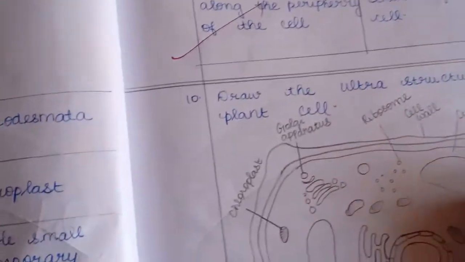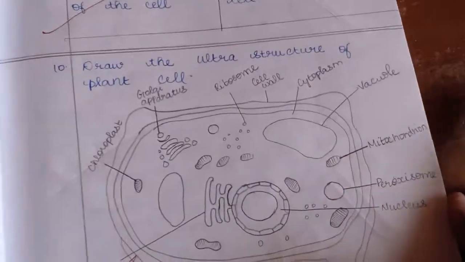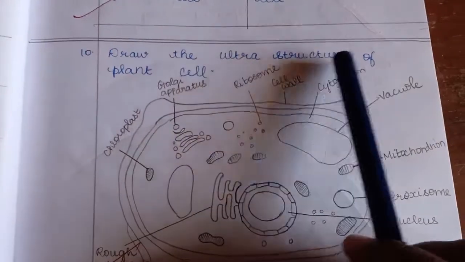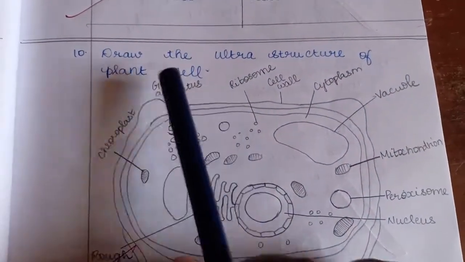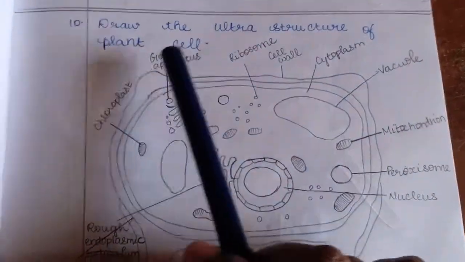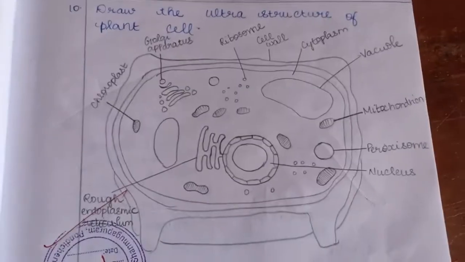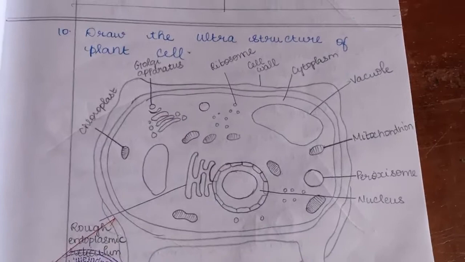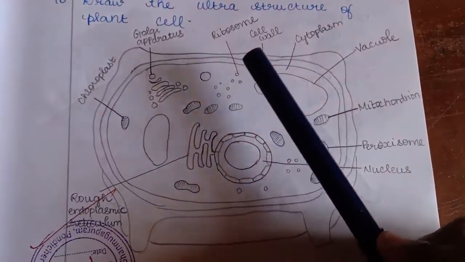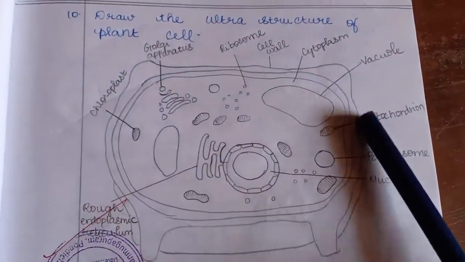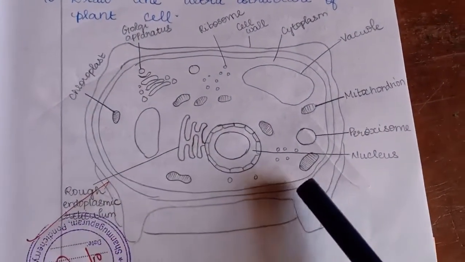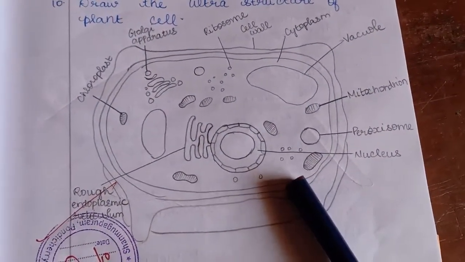Now let's move to the last question, very interesting and a very important question also. Draw the ultrastructure of the plant cell. So this is a plant cell. You will have to draw it and label the parts. We'll start with the first part, the cell wall. The outermost layer is called the cell wall. Followed by the cell wall, you will have the cell membrane. This region is called the cell membrane.